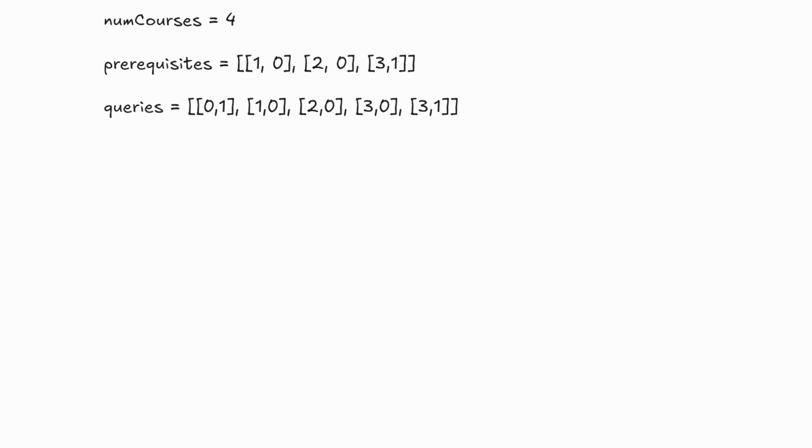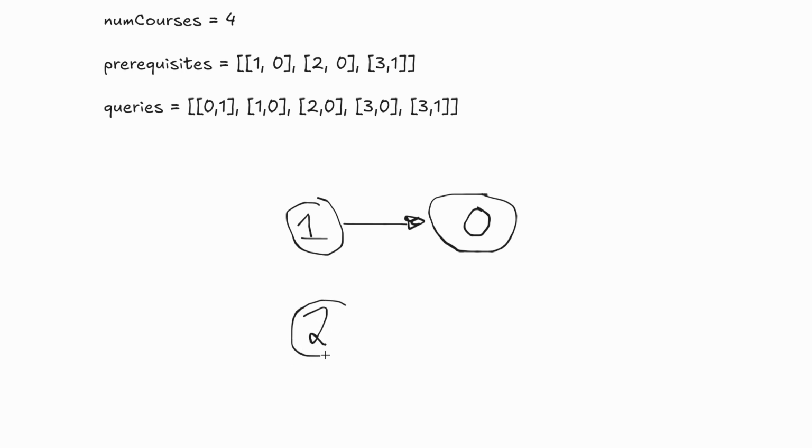Okay, so let's take a look at this example here. We're going to have 4 courses, and we're going to have prerequisites of course 1 pointing to course 0. So course 1 is going to be a prerequisite of course 0, so let's write that out. 1 here is going to be a prerequisite to course 0. So let's build out that graph. And then we're going to have 2 being a prerequisite of course 0 as well. So 2 is a prerequisite of course 0.